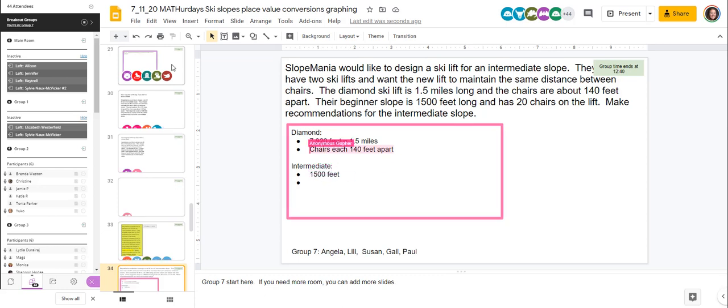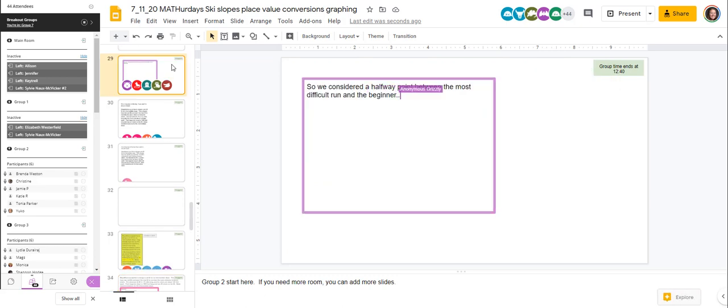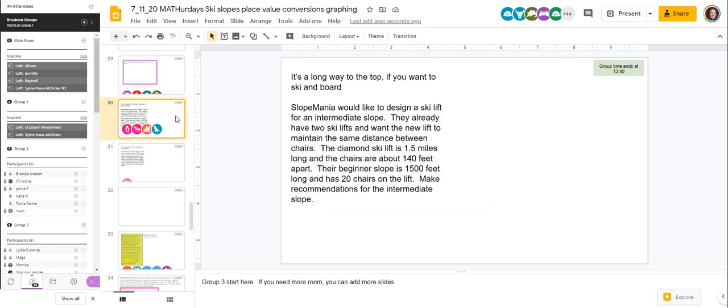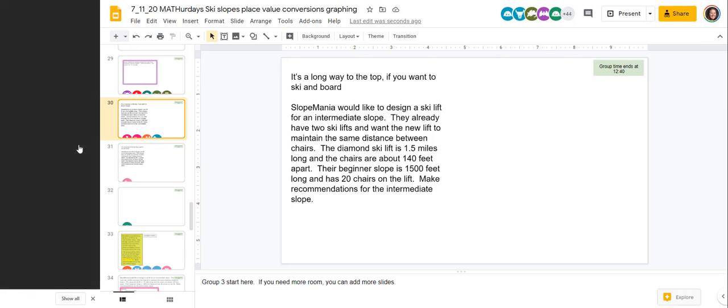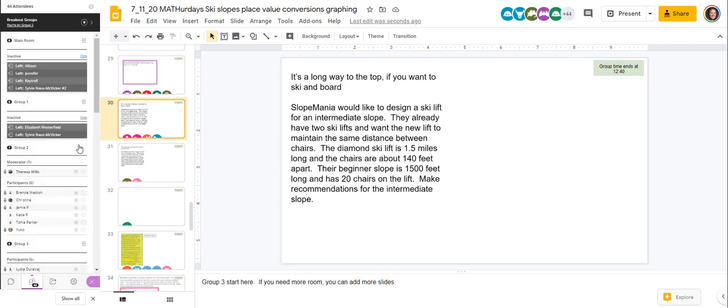Okay. And then the beginner slope. So we have to figure out what would be halfway between those two. Okay. It's halfway between 7,920 and... Harder. So what was your name? Brenda. So and what did you say again?